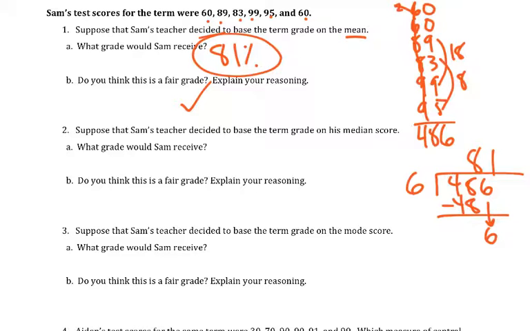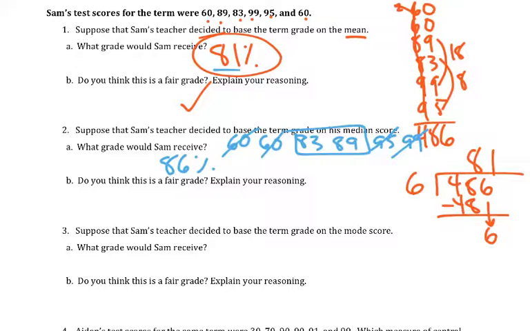Okay, so now let's say we went off the median score. For the median, we'd line them all up, right? 60, 60, 83, 89, 95, 99. We'd go to the center, which would be in between 83 and 89, which would be 86. So 86%. That's better than the mean in this case. You might say that's fair because that's exactly in between the scores that he got.